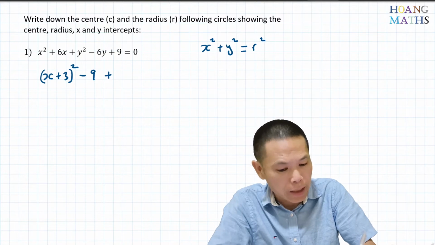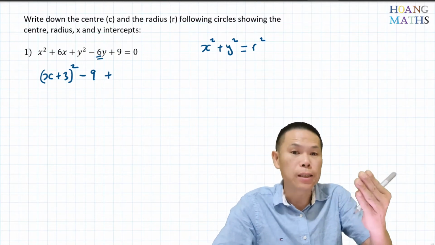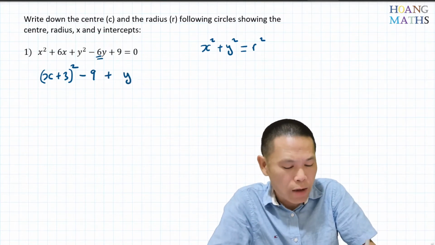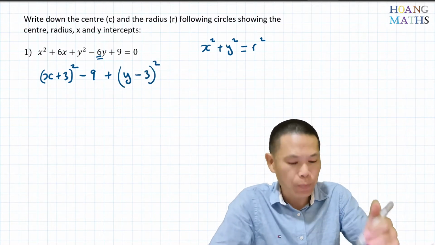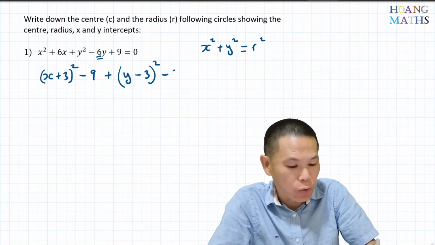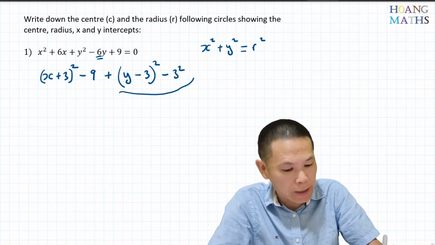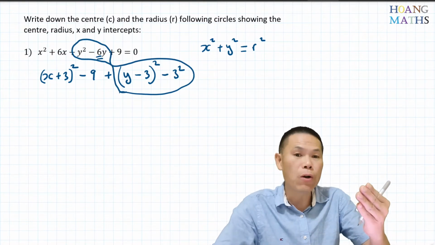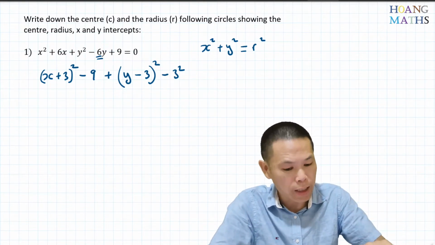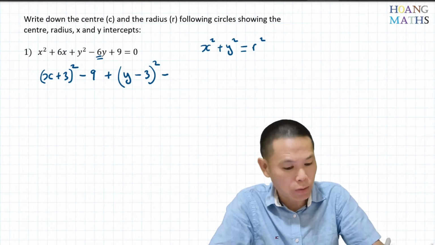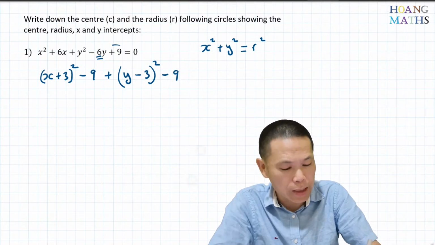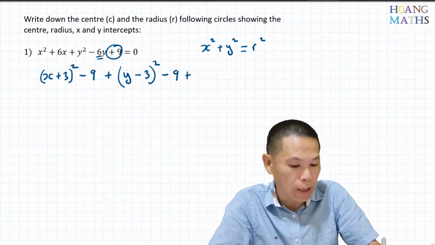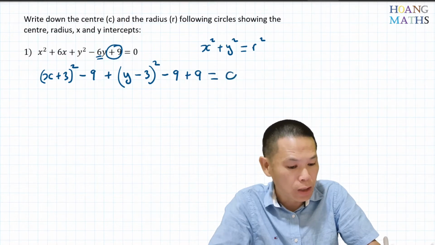And plus, then we need to halve the 6, which is y minus 3 all squared. Again, we need to minus the 3 squared out to make this the same as this. So now we know that 3 squared is 9, so I just write minus 9. And this 9 here, we just write this down. So it's equal to 0.